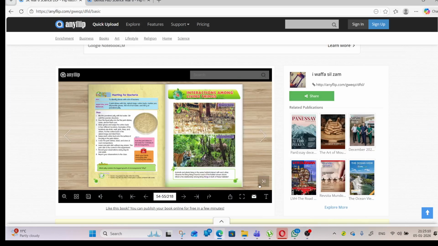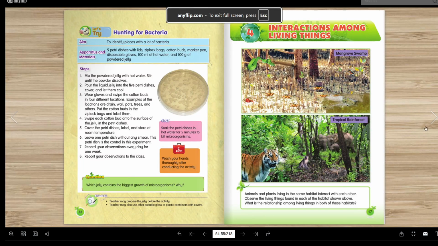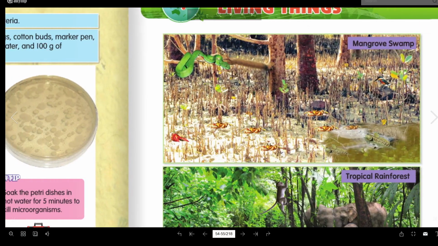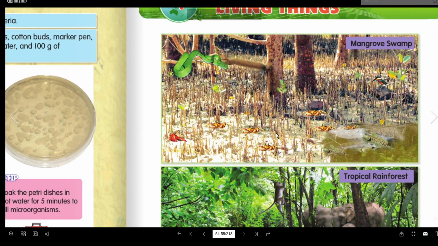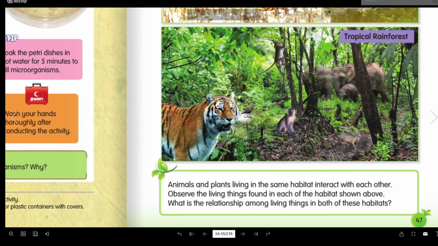Interactions among living things. We'll do in detail interaction among living things. As you can see here, plants, mangrove, and tropical rainforest is shown. So animals and plants live in the same habitat and they interact with each other. They are dependent on each other for food, shelter, right?